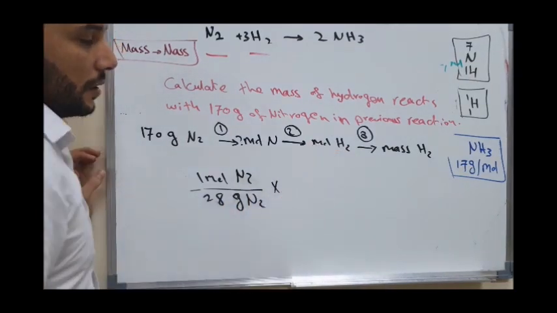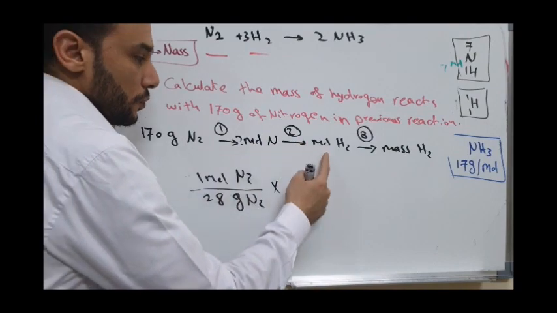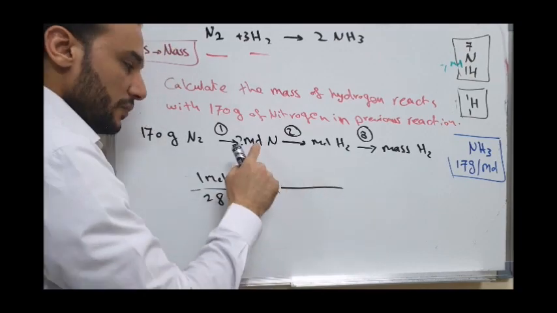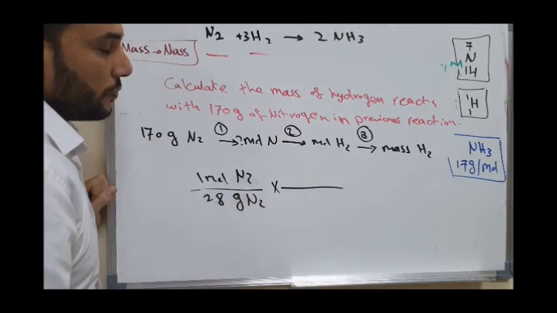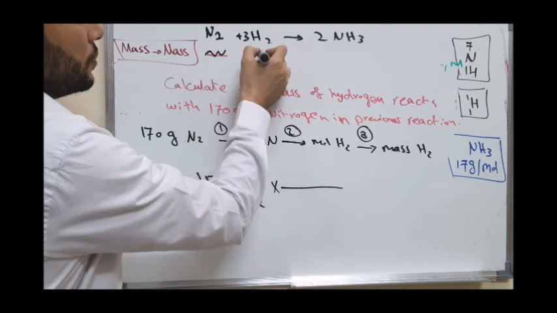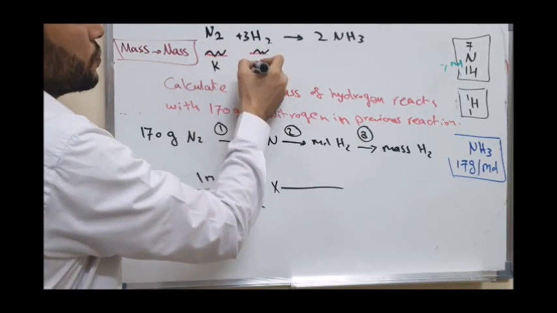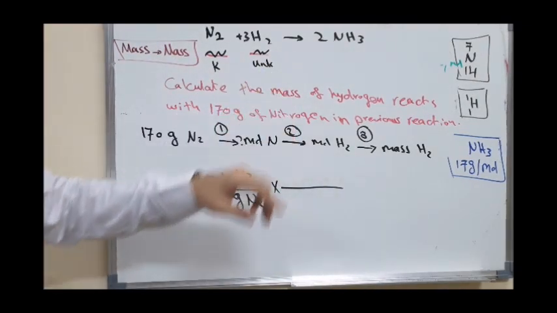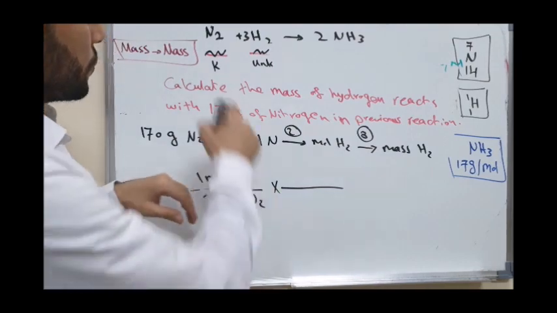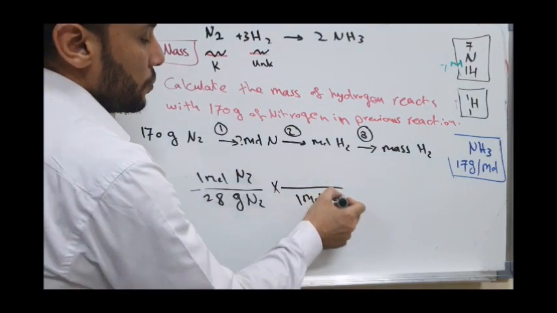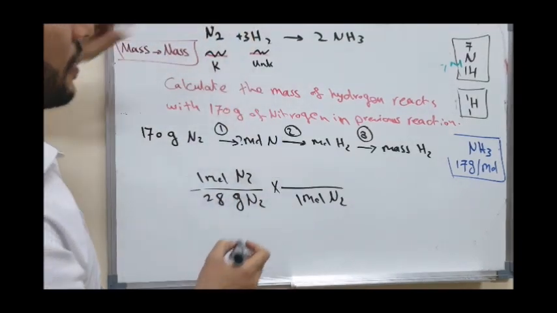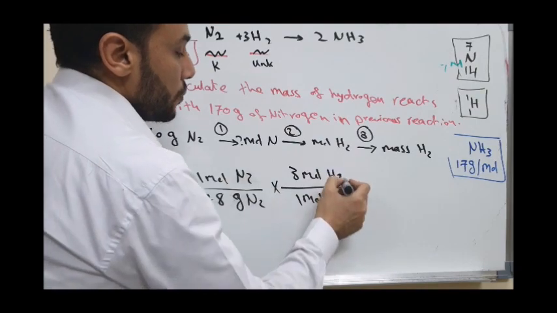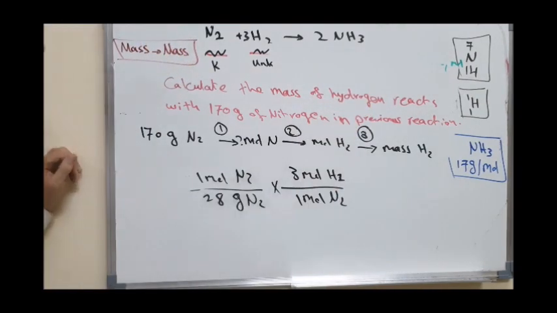Next, we want to convert from moles of nitrogen to moles of hydrogen. We use the mole ratio from the chemical reaction. We have moles of nitrogen and we want to convert to moles of hydrogen. The nitrogen is known and the hydrogen is unknown, so the known is in the denominator and the unknown is in the numerator. We have 1 mole of nitrogen and 3 moles of hydrogen. So 1 mole of nitrogen reacts with 3 moles of hydrogen to produce 2 moles of ammonia.